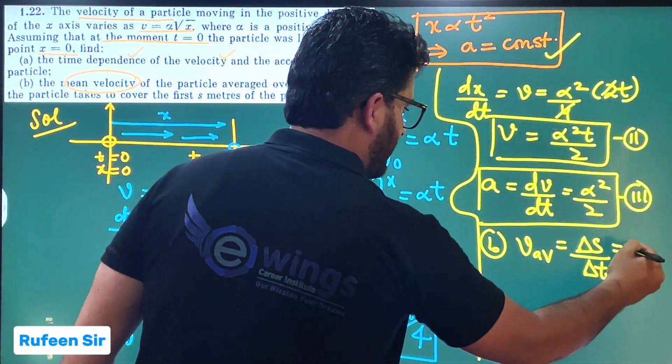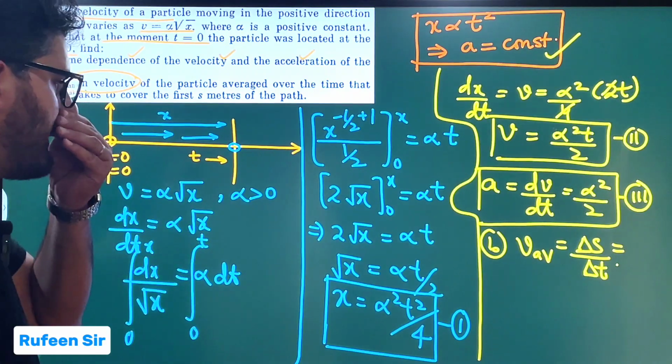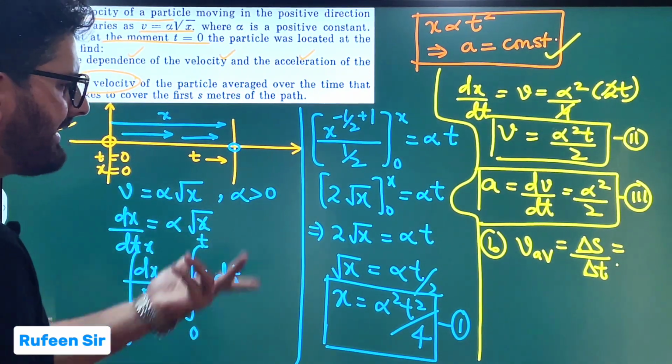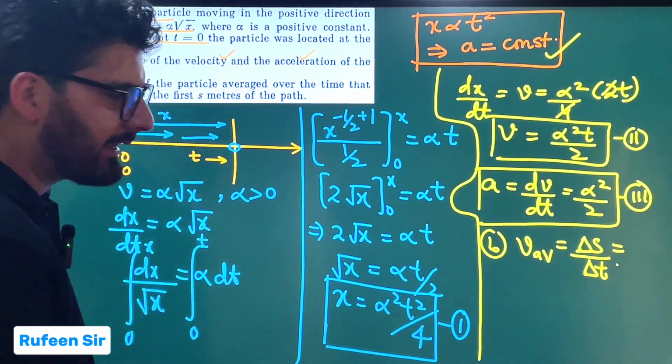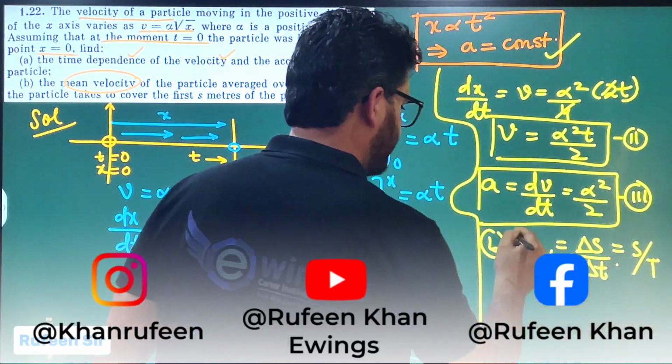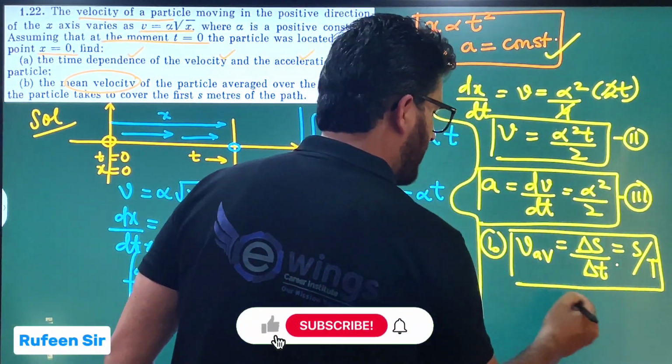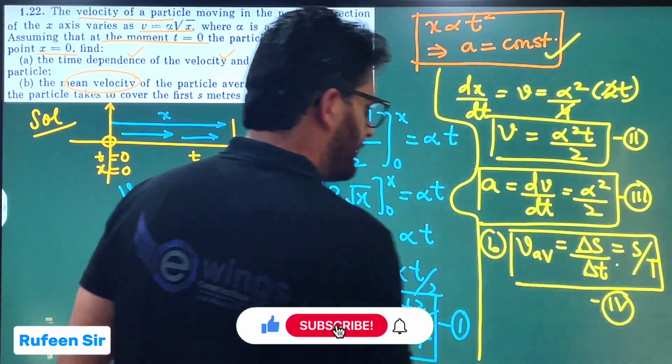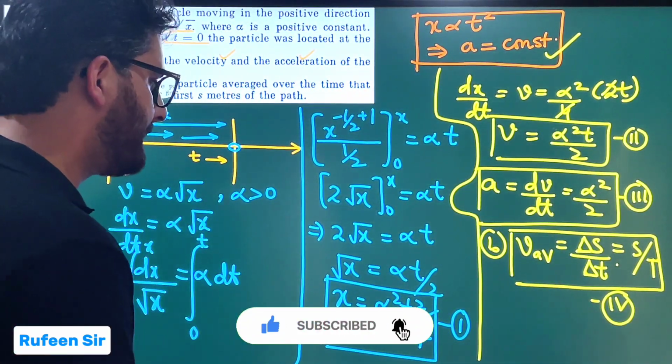Total displacement, how much will the total displacement be? I can write it as s, but I don't know what the total time is. Let me call this the fourth equation, total displacement by total time.